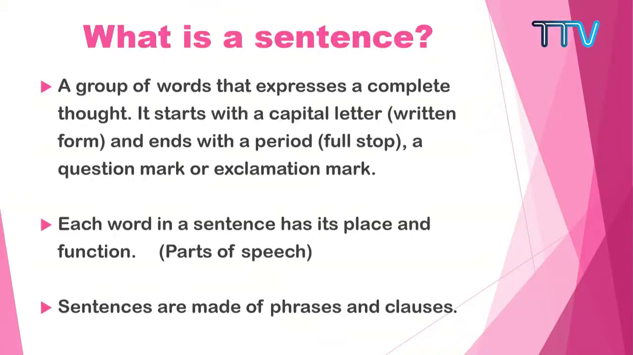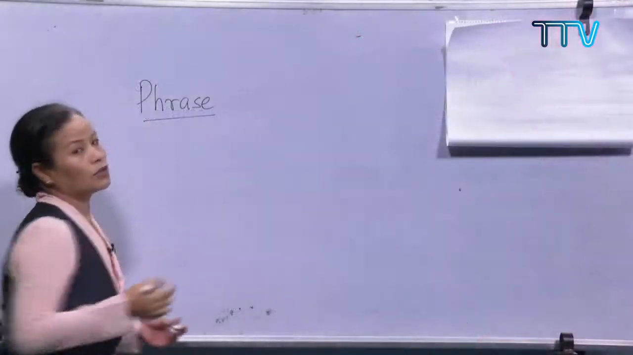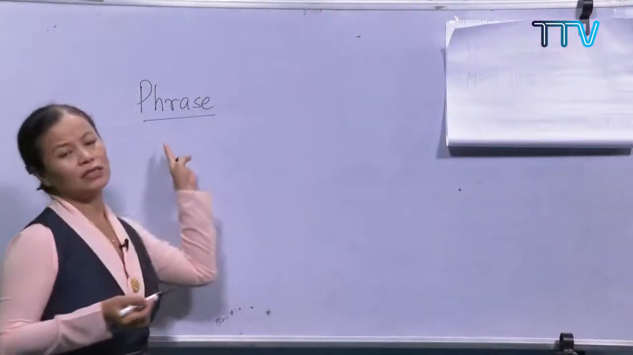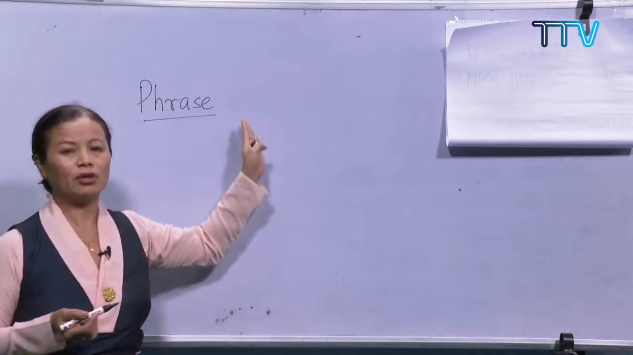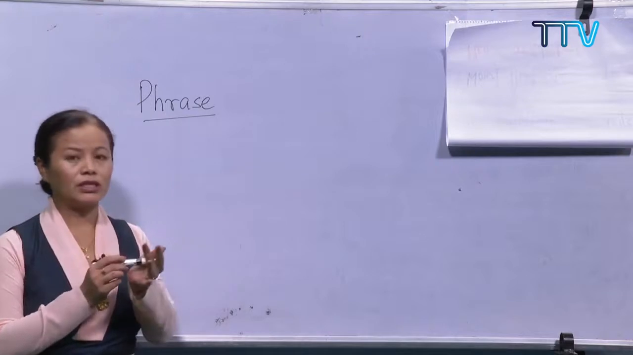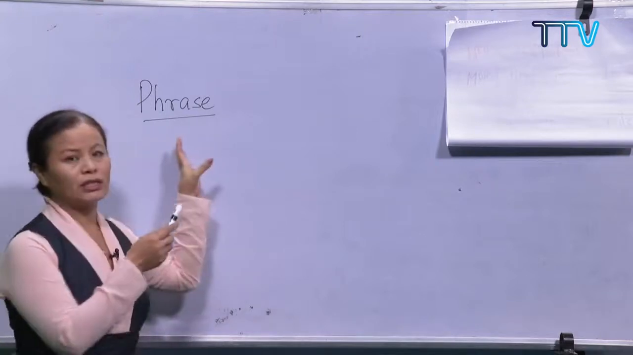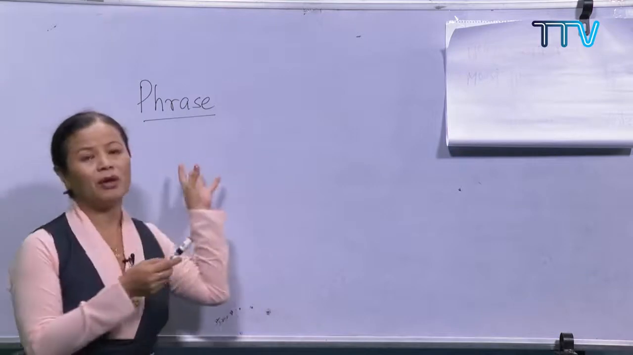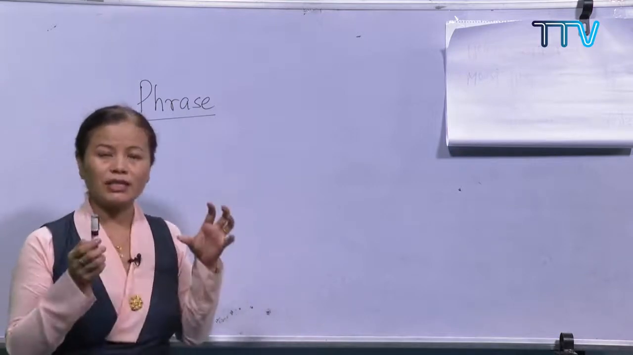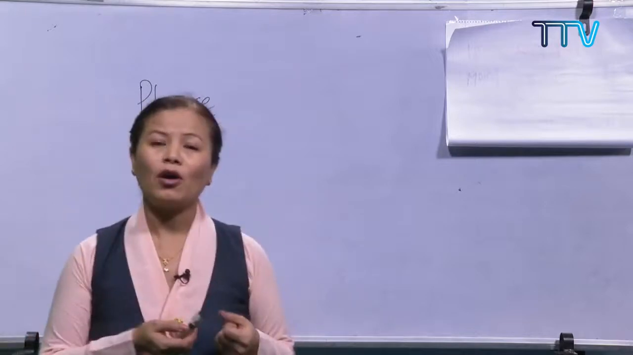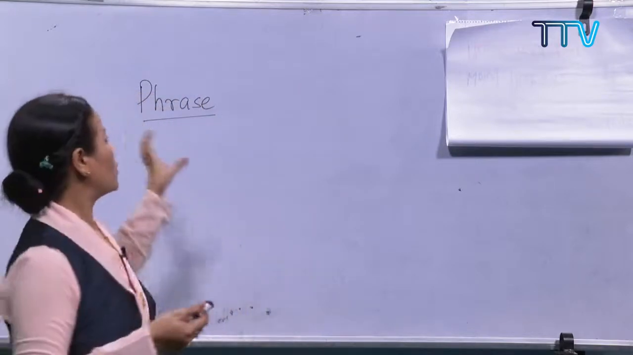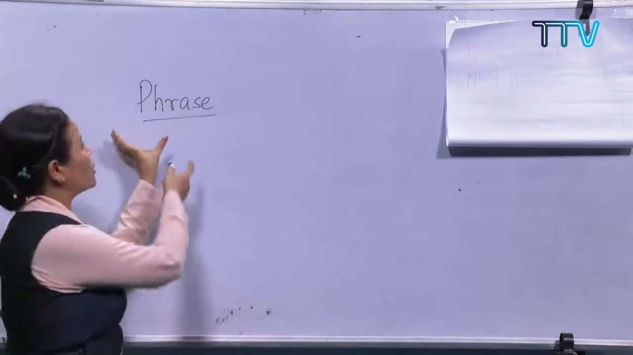And sentences are made of phrases and clauses. You might have heard about phrases. I assume students of class 6 might have heard about phrases. I don't know if they have heard about clauses or not, but phrases you might have heard, right? We will go a little bit into detail about phrases, because this is a very important part of a sentence. We learned yesterday that sentences are made up of parts of speech, but we also have to know that phrases also make sentences.